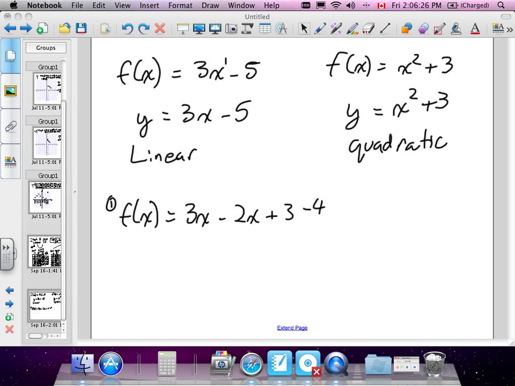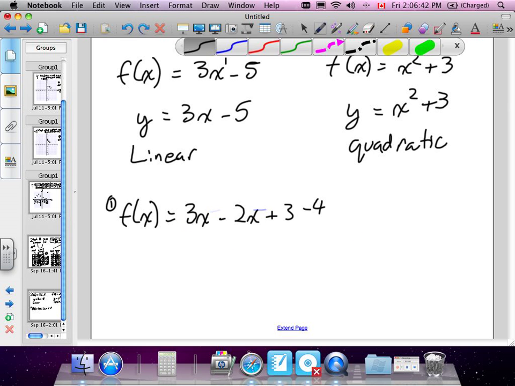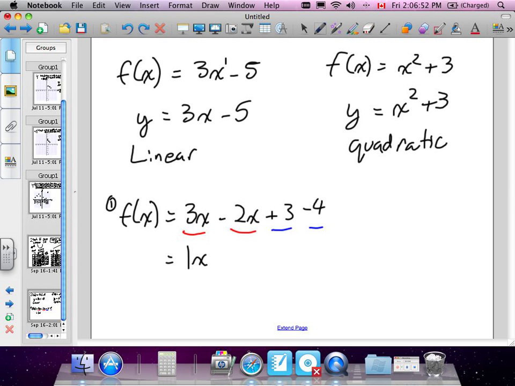Okay, so if we have this function here, I actually need to simplify this. I can't look at a function and instantly know if it's going to be linear or quadratic. I need to keep it in its simplest form in order to make an assumption about it. So I'm going to collect our like terms, which are 3x and 2x, and 3 and negative 4. I'm going to get just x, or 1x if you like, minus 1. Now that this is simplified, I know the exponent is 1. And if the exponent is 1, what kind of relationship do I have? Linear.